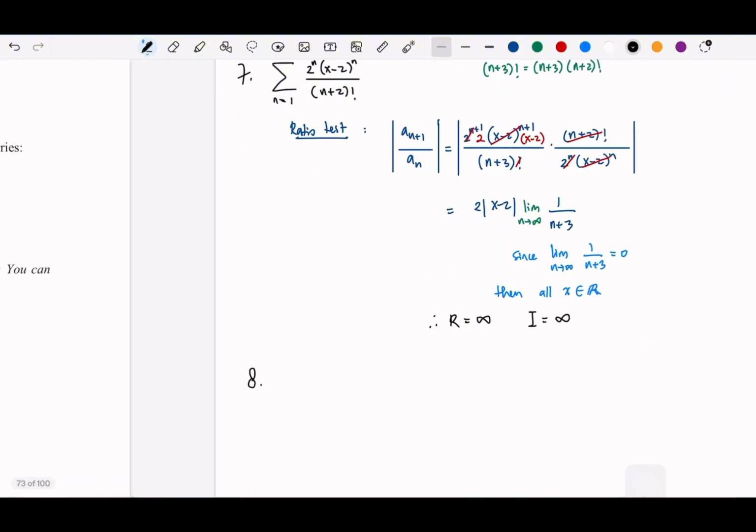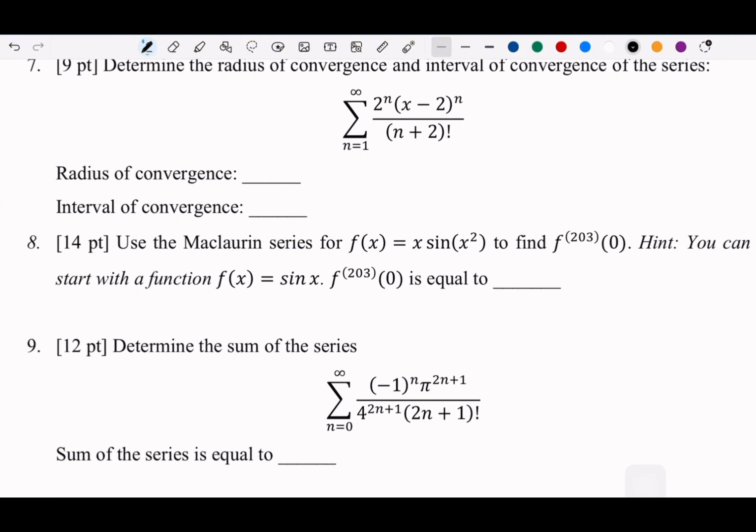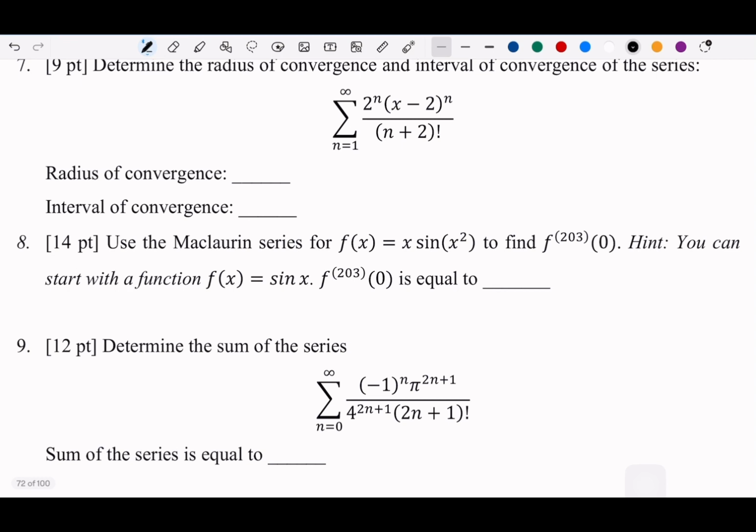Number 8, let me just see the question here. We have the function x sine x squared. This is the function. We need to find the 203rd derivative of f at x equals 0. And we need to find the coefficient, right? The coefficient part of the Maclaurin series.